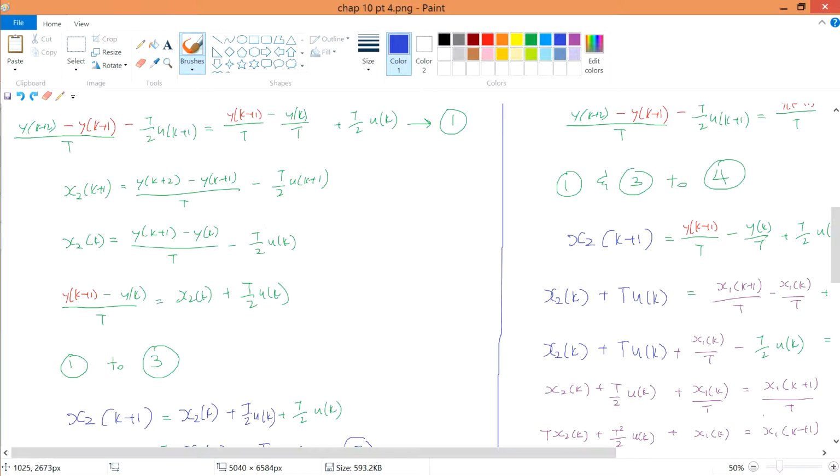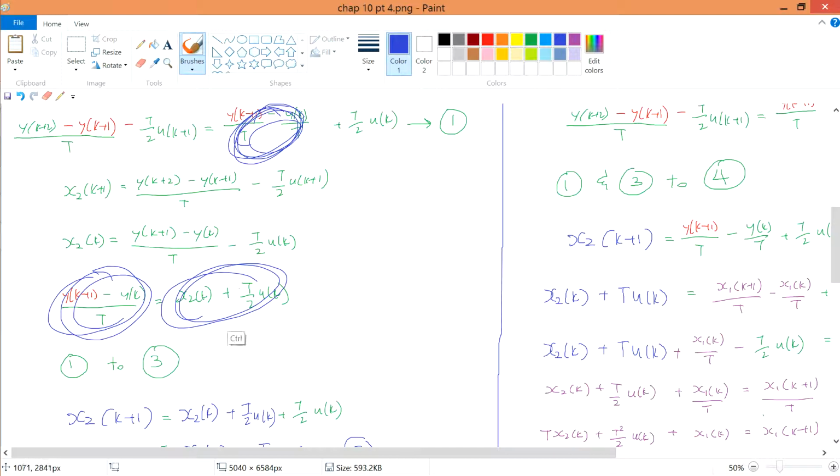So what I will have is x2k plus t over 2 uk. When I shift this thing to the other side, this one will become plus. And this thing over here is equal to this. You see? So therefore this is the same as this. So I'll rewrite this thing as equal to this, and this is why I rewrite it as this.